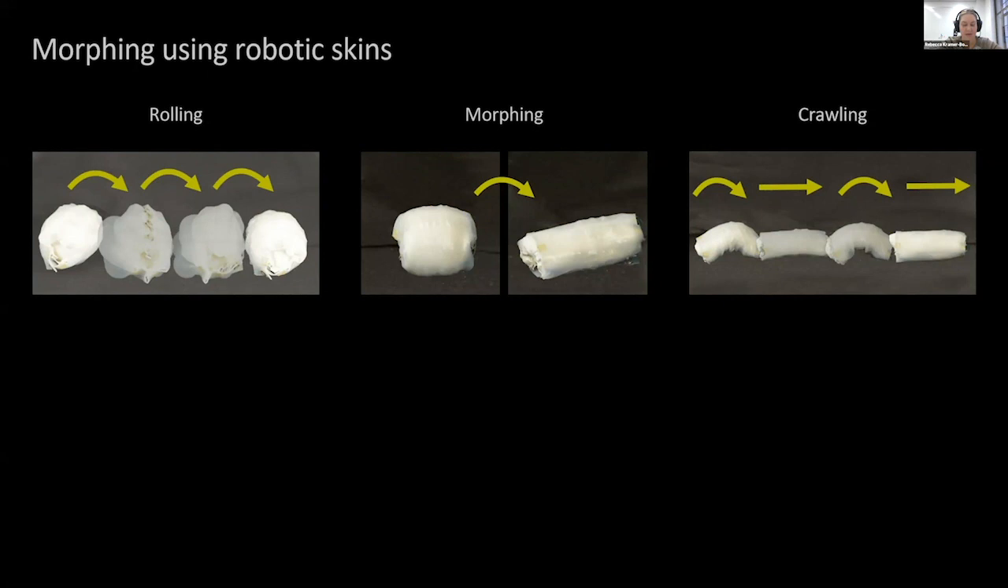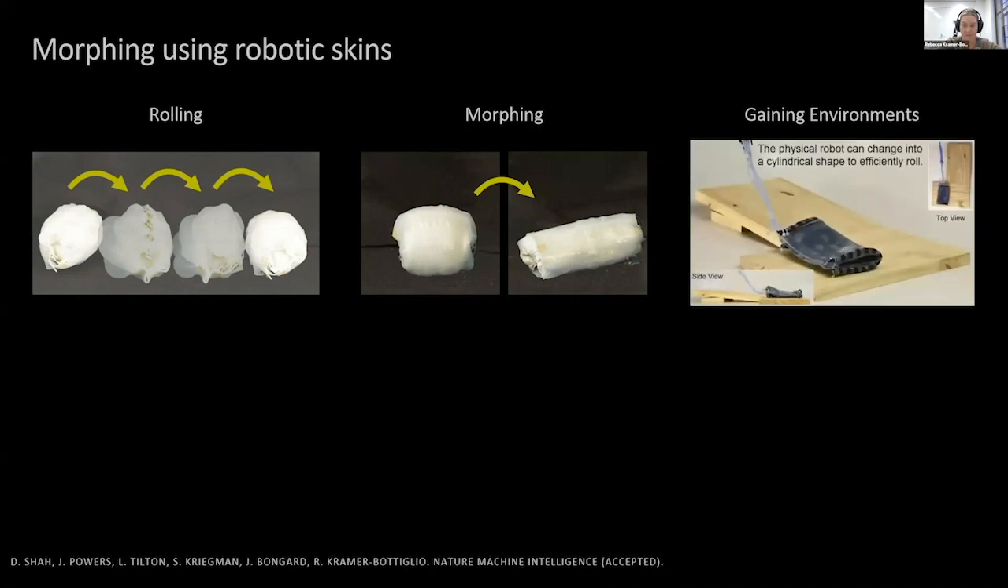This robot can apply radial pressure to morph from a ball to a log and switch from rolling locomotion to inchworm locomotion. And we applied a similar strategy in this robot, which uses a pneumatic body to switch between a cylindrical shape and a flattened shape. And the robot uses these different shape gait pairs to navigate both a flat and an inclined environment, demonstrating the concept of gaining environments through shape change.